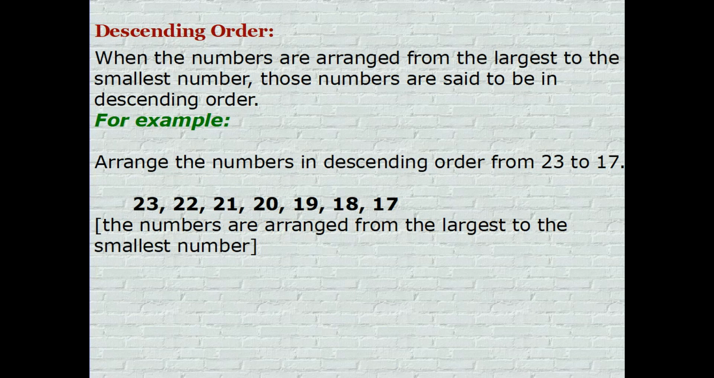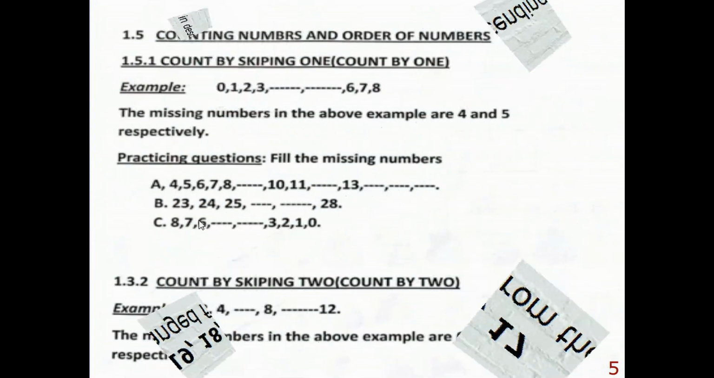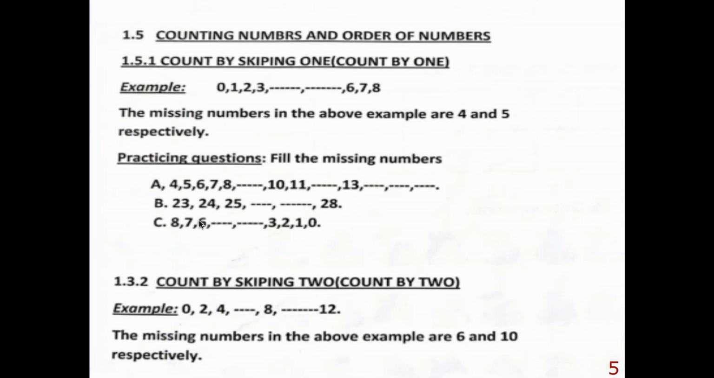Clear, students? Good. So now let's see again counting numbers and order of numbers. Count by skip. When we say skip counting, that means, let's say 0, 1, 2, 3. What next?